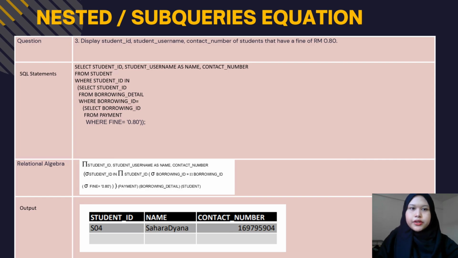Question 3. Display student ID, student username, contact number of students that have a fine of 80 cents. These SQL statements are used in subquery to show the value where the fine is 80 cents. So, select student ID, student username as name, contact number from student, where student ID in select student ID from borrowing detail where borrowing ID equals select borrowing ID from payment where fine equals 80 cents. So the output will show the student ID, name, contact number that have a fine of 80 cents.